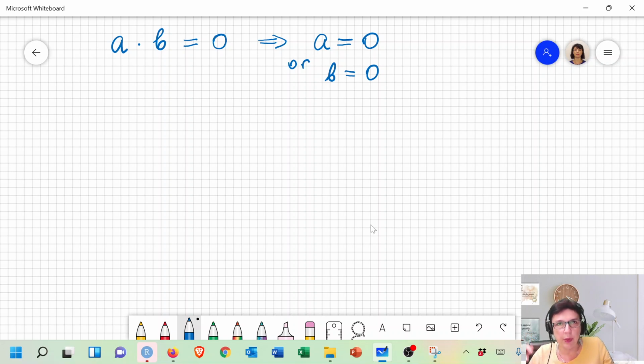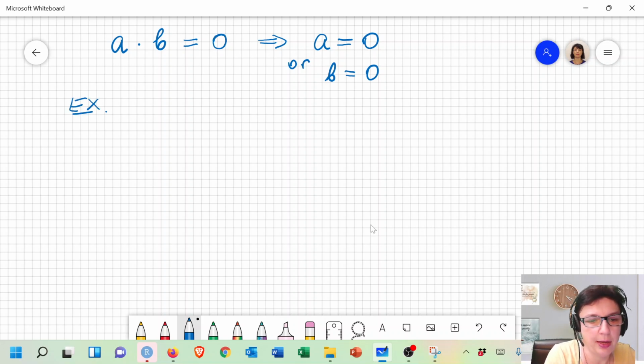So either the first one is zero or the second, or maybe even both. That's possible, but that would not be likely. Most of the time they're different, but they could be the same. But this is a very important property that we are going to use with factoring to solve equations. So let's start with the first example.